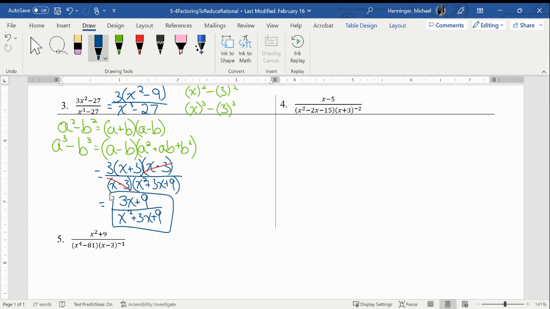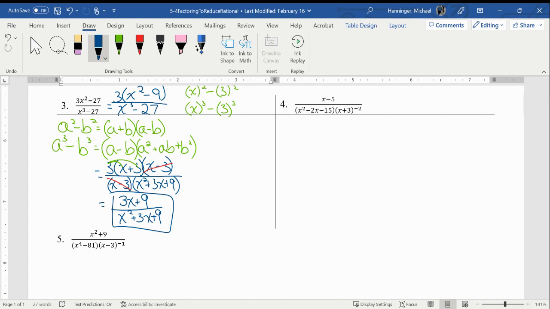All right, let's take a look at number 4 here. Yes, sir. Say again. We distributed it back through. So 3 times x gave us 3x, and 3 times 3 gave us that 9. When you go to your finished expression, you wouldn't typically leave it as those separate factors. You would multiply everything back through if there's anything left over. Good question.